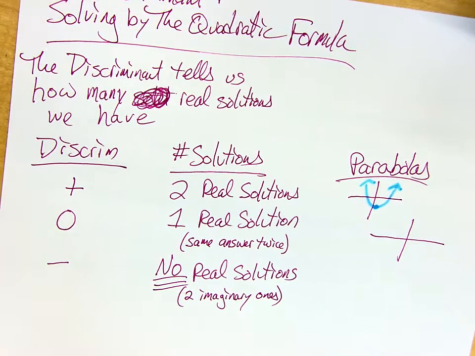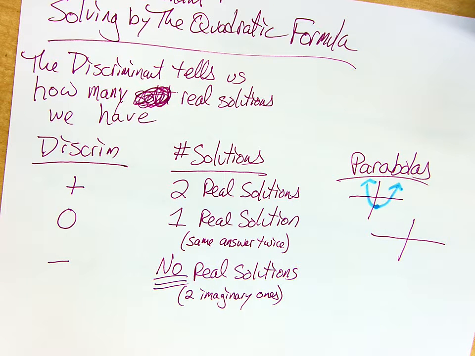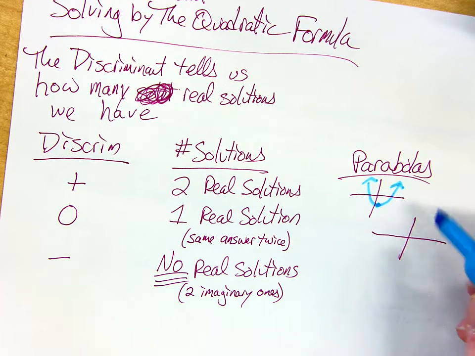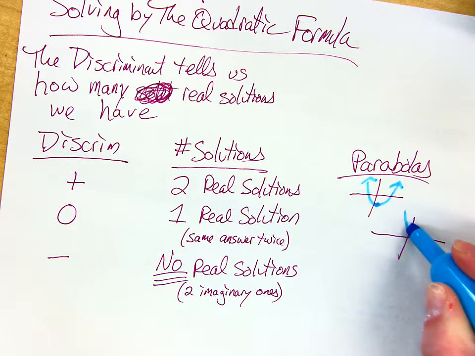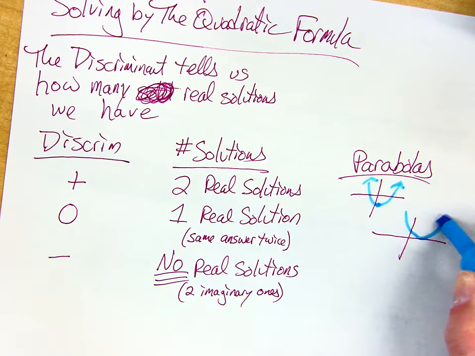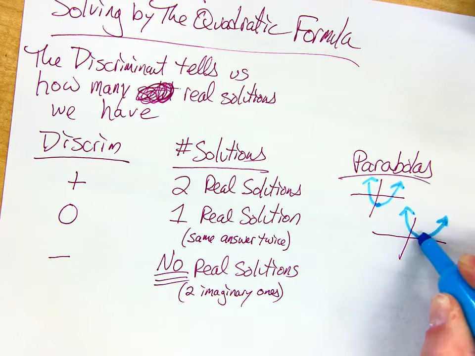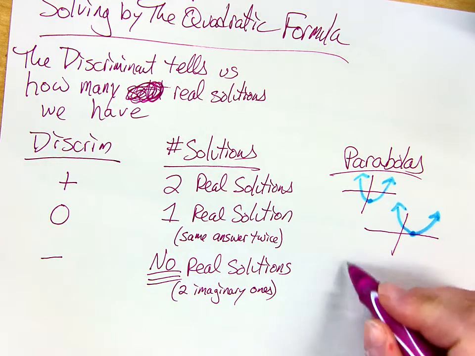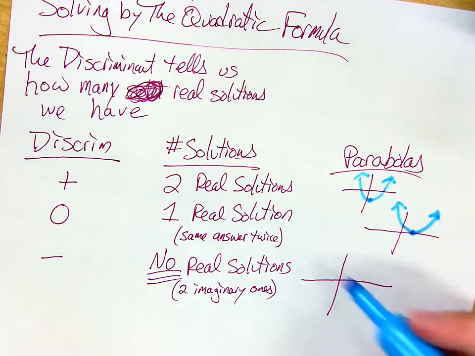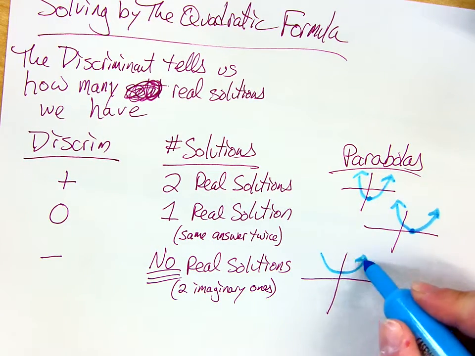Okay, now we can continue uninterrupted. Phew. Okay, so one real solution. What does this look like as far as the parabola is concerned? The vertex is going to be right on the x-axis. So it really kind of only hits that one time. So that's why you'd only have one solution. And then the third possibility, no real solutions. This is when your parabola just never hits it at all.